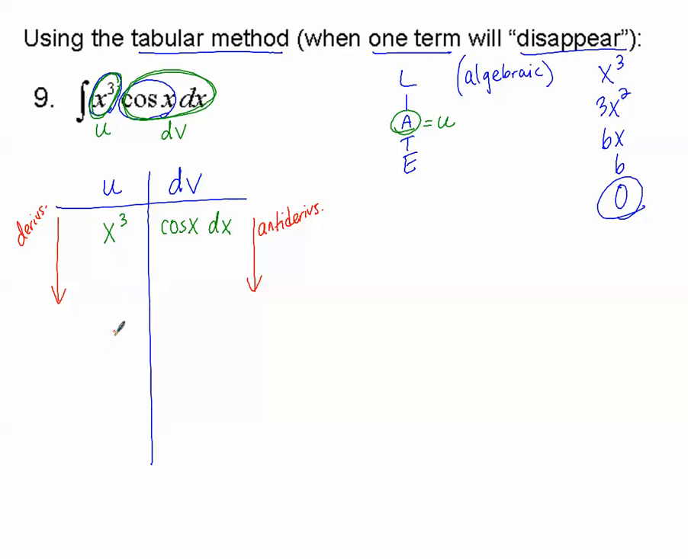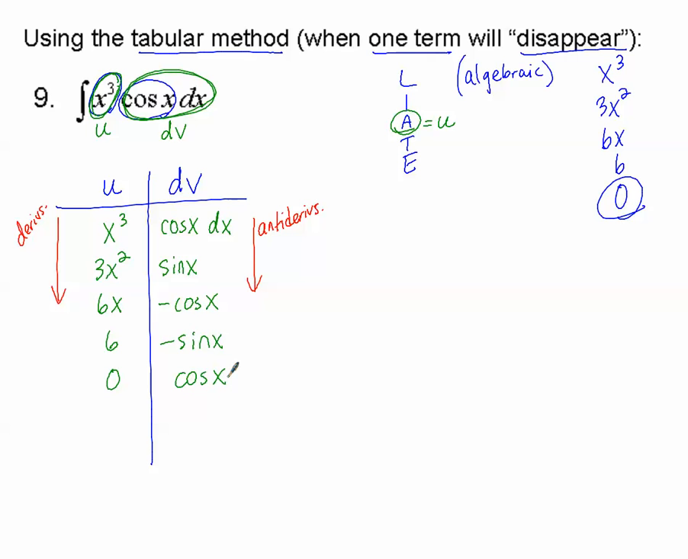We keep taking the derivative until the term disappears. So x cubed, derivative is 3x squared, derivative 6x, derivative 6, derivative 0. Term disappeared, we stop. On the dv side, we take antiderivatives until we get to the last line. The last line is where we have a 0. Antiderivative of cosine is sine x. Antiderivative of sine x is negative cosine x. Keep taking antiderivatives. I got to the 0 line, so I stop.